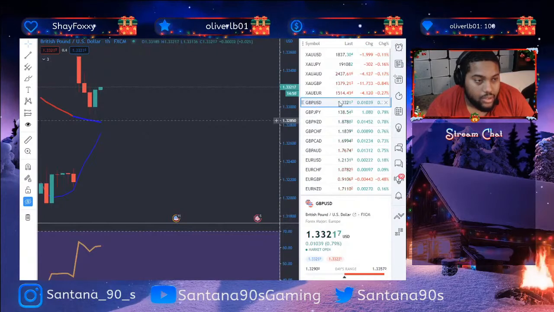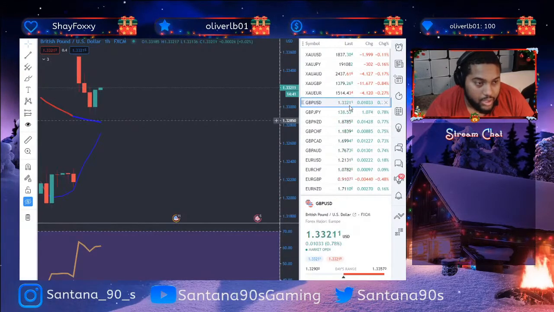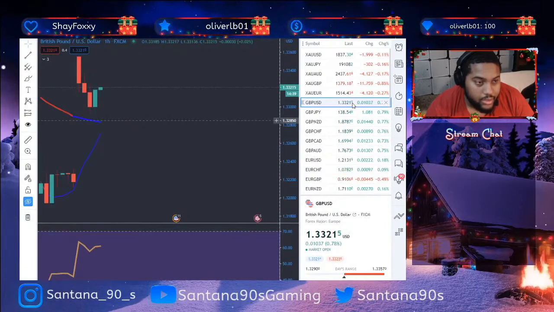So now a pip. This is what the pair is going for: 1.33202, then 0.1, 0.5, 0.6. It keeps moving. That moves constantly because the market is open right now.